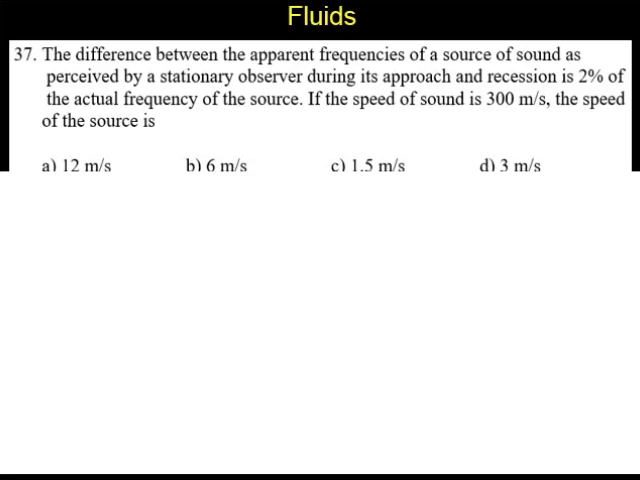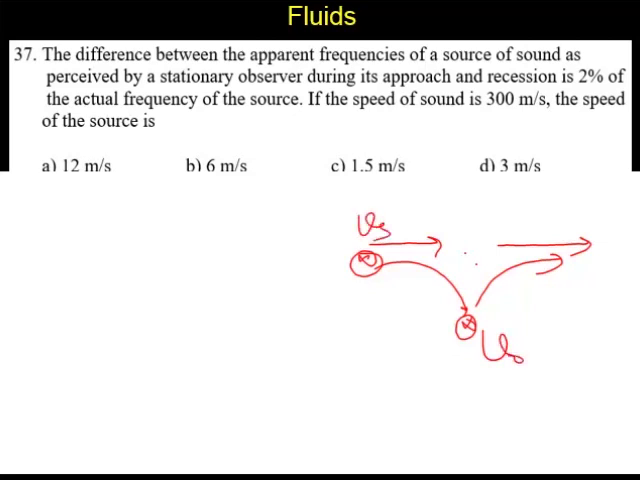Now, in this problem, an observer is here and a source is approaching and then it is also receding. So it is approaching and then receding. So what is the formula? The observer here is at rest and the source is first coming toward the observer, and in the second case the source is moving away from the observer.